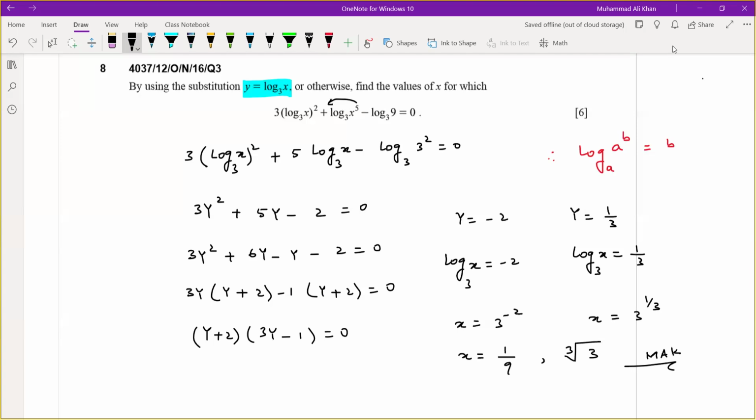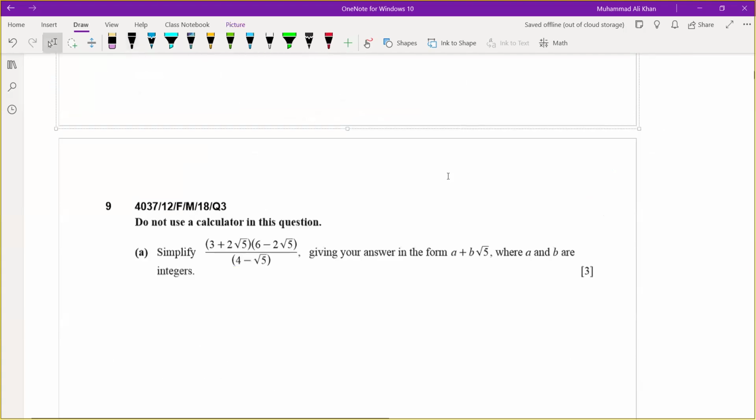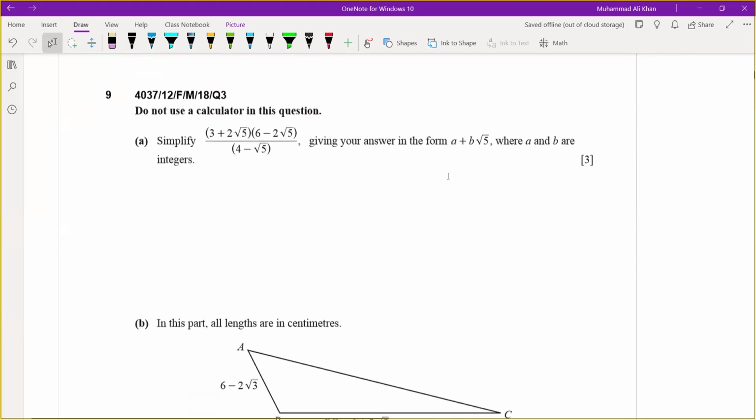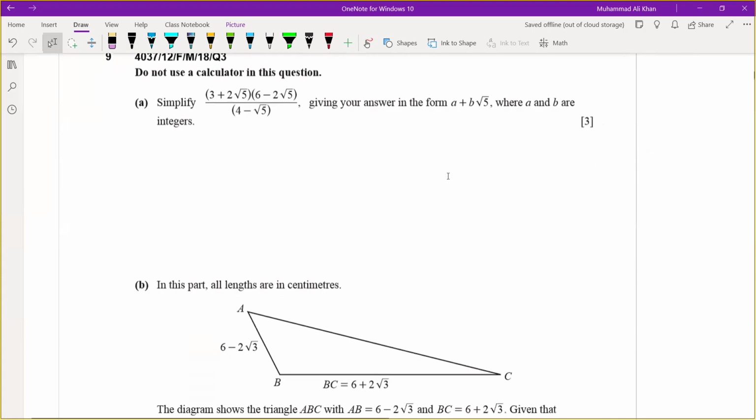Hopefully, the question is clear. Question number 8. Now, the next one is, again, simplify. We have to simplify this. You just have to multiply and all the things. And in the last step, you have to rationalize. Inshallah, you will do this question easily.